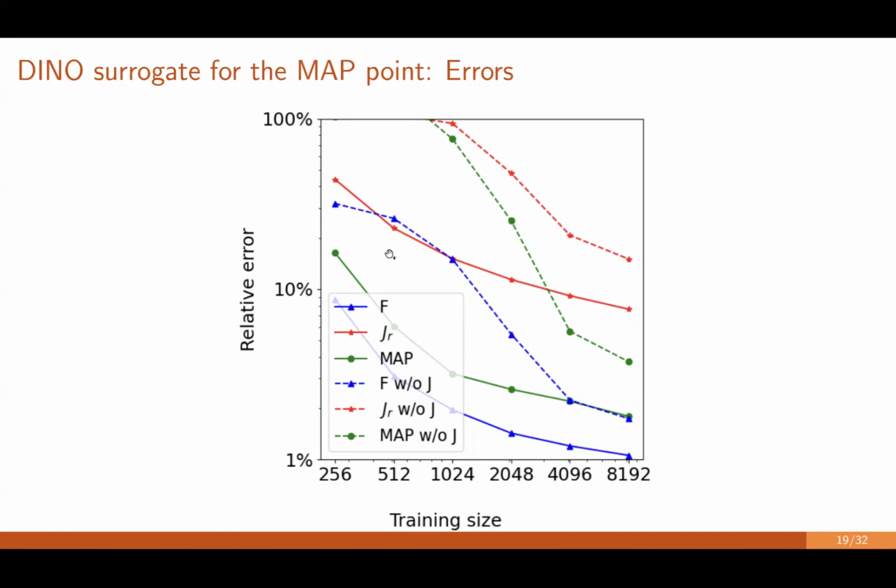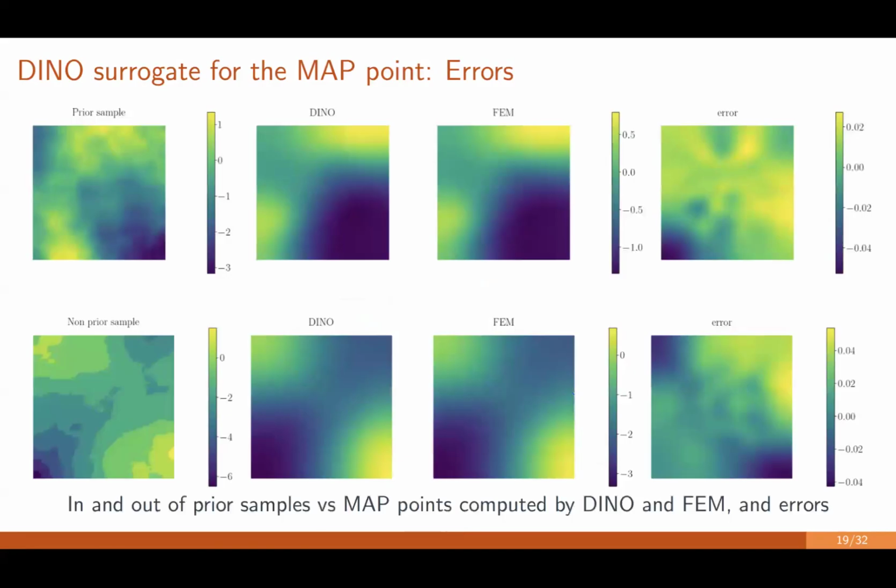And then, this is the MAP point here in the blue dotted line. If you use the derivative informed training, you can compute this surrogate of the MAP point and measure the error. The error is here in the blue line. It can decay with increasing number of training samples. And again, the derivative helps quite a bit compared to if you do not use the derivative training, right?